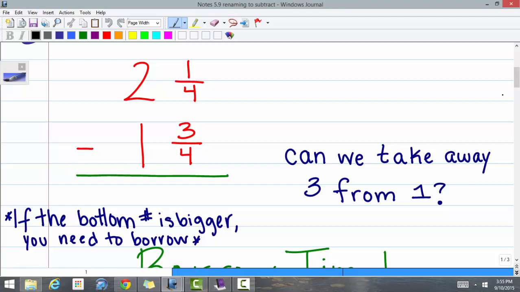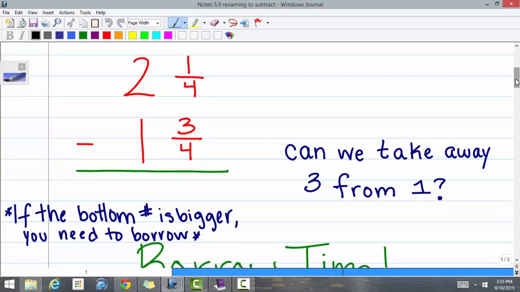The good news is they already have common denominators and they're set up vertically. The bad news is if you're to go ahead and start subtracting the fractions, you can't do 1 minus 3. You would get a negative number, so we can't take 3 away from 1. So the common phrase for these types of subtraction problems is if the bottom number is bigger, you need to borrow, just like what we did with whole numbers.